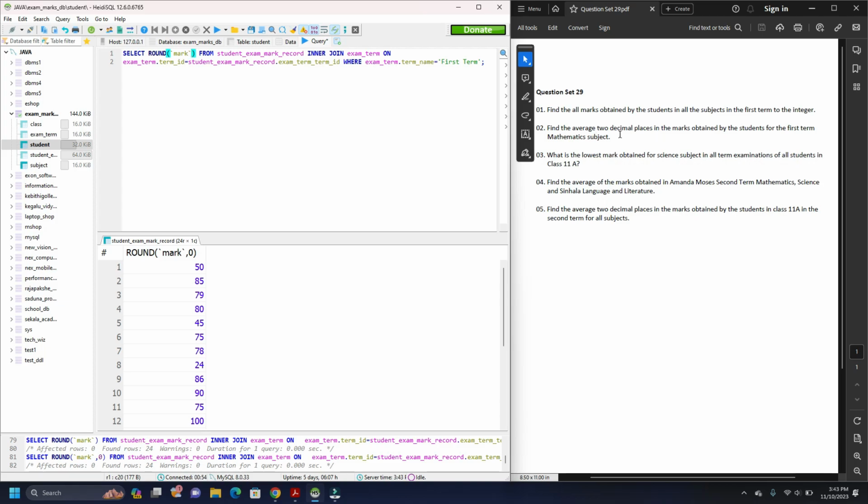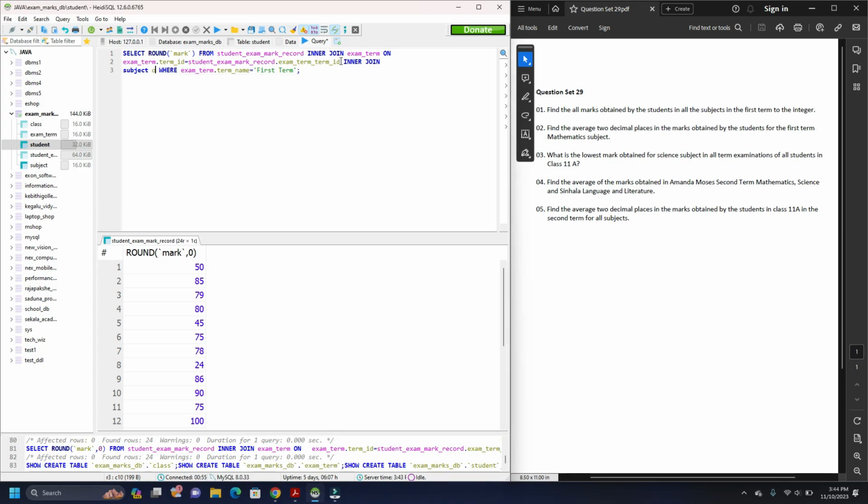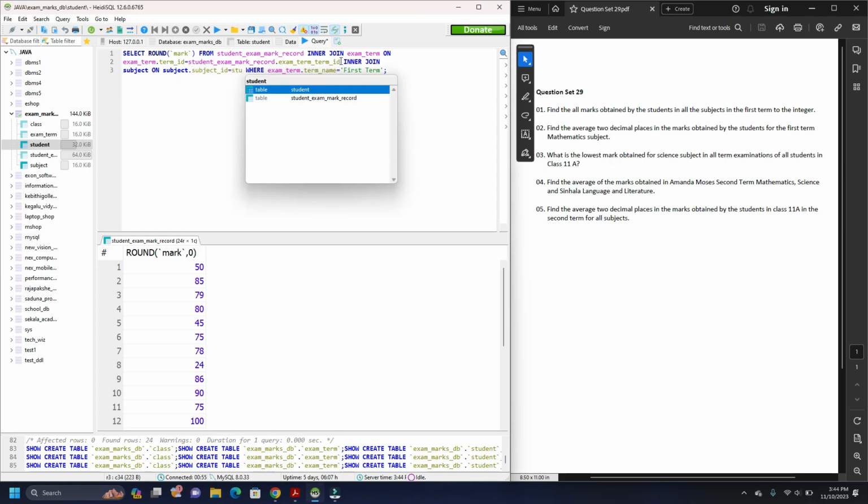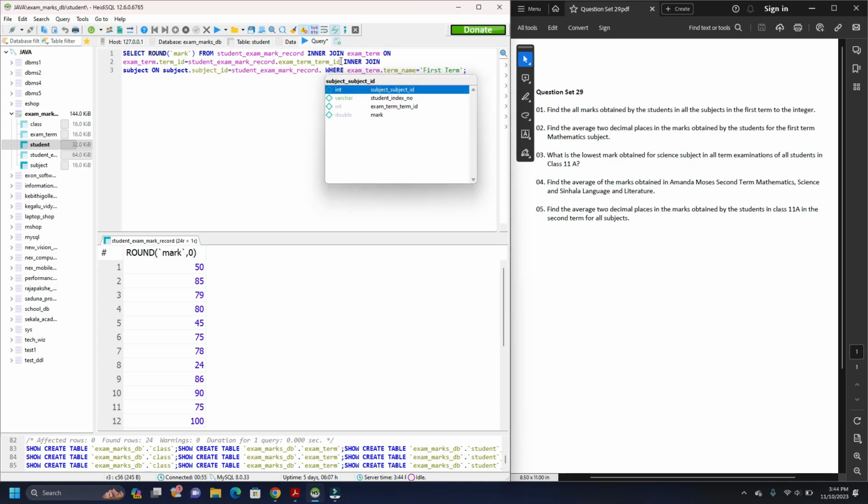Find the average, 2 decimal places, in the marks obtained by students for first term mathematics subject. So let's go ahead and inner join the subject table as well. Inner join subject on subject dot subject id equals student exam mark record dot subject id.